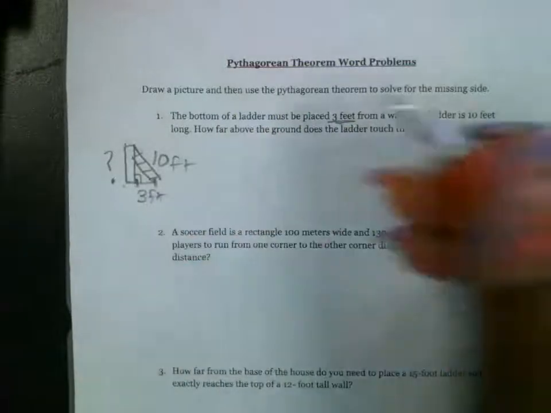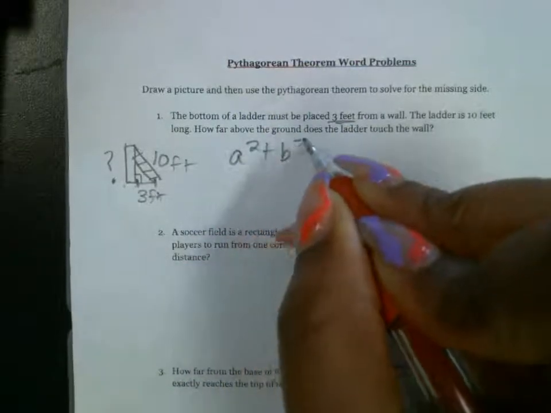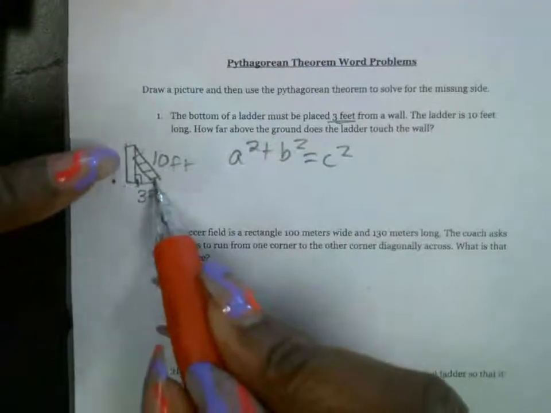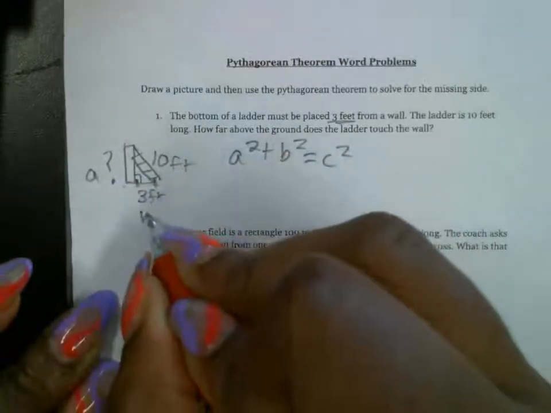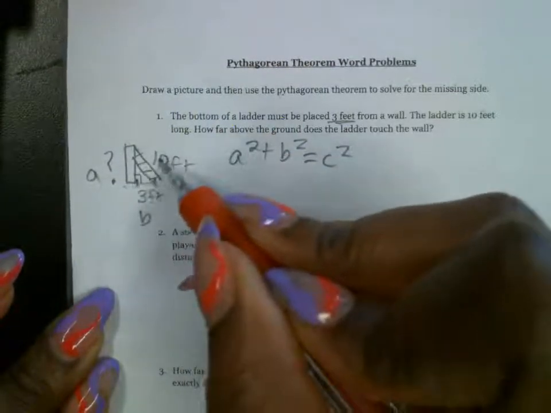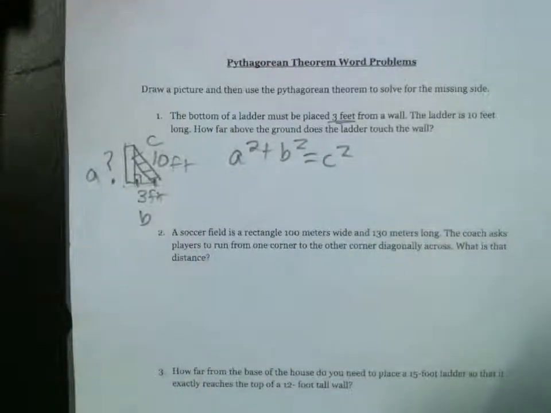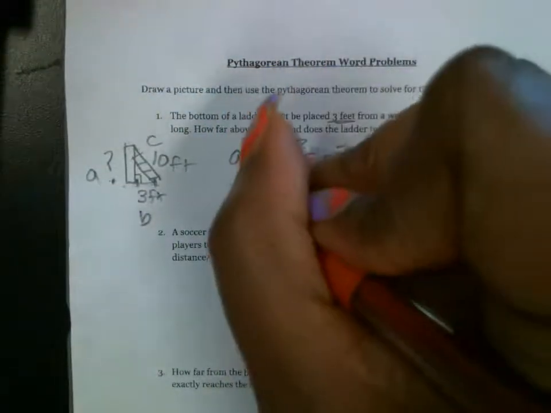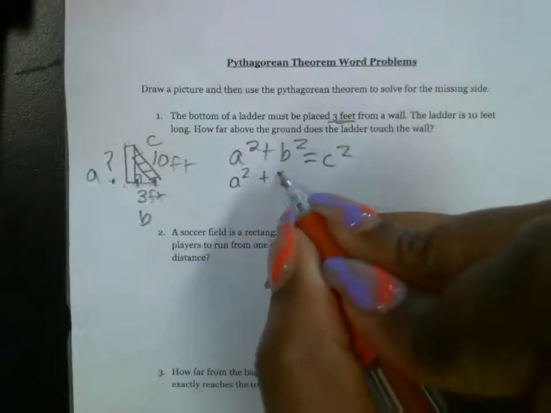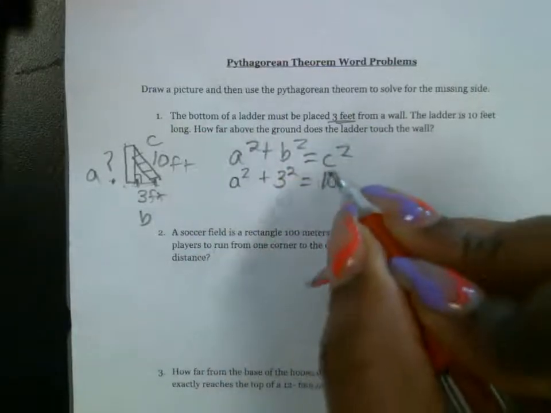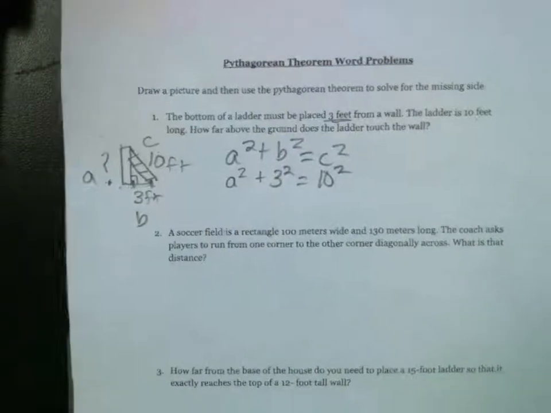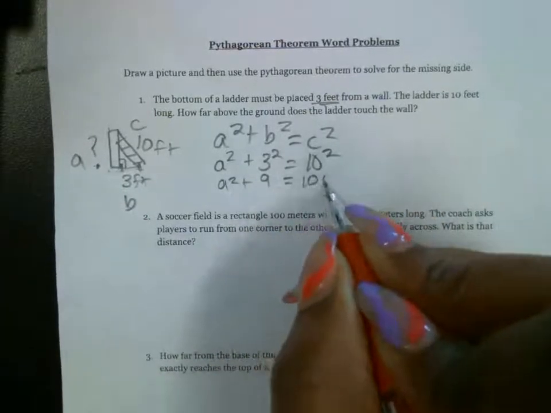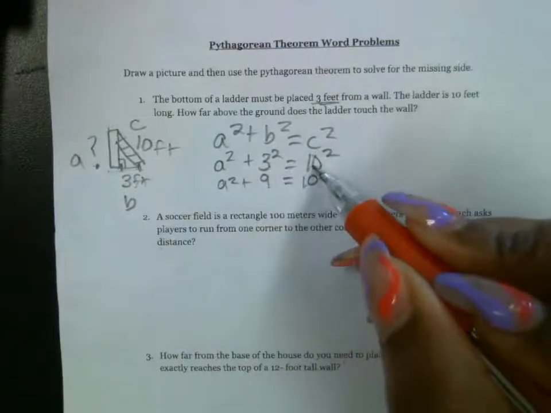So this is a right triangle, so we're going to use again the Pythagorean theorem, A squared plus B squared equals C squared. We're going to label the sides. The sides that form the right angle are our A and B. This is A, this is B. The side opposite of the right angle is our C. Now we're going to substitute. A is missing, so we just write A squared. B is 3, so we have 3 squared. And C is 10, so we have 10 squared. When we simplify, we get A squared plus 9 is equal to 100. 3 squared is 9, 10 squared is 100.